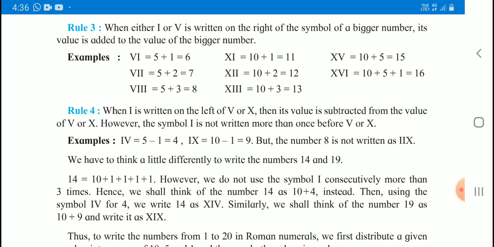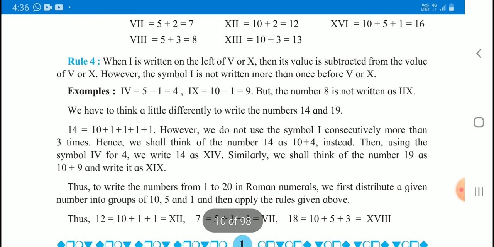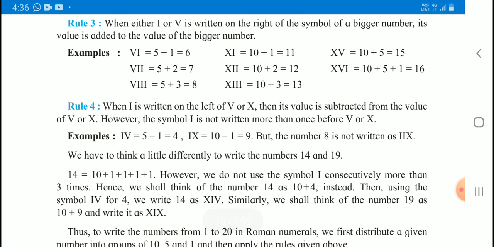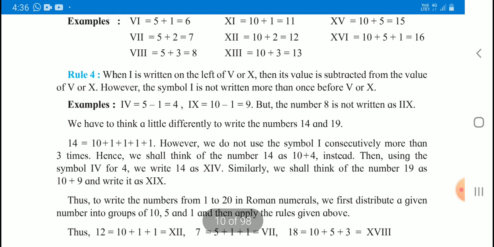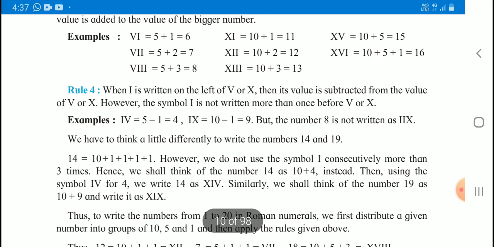Now 7 is equal to 5 plus 2 means V plus 2 times I. So VII. 8 means 5 plus 3. So V plus I plus I plus I means we can write 8 as VIII. Now next to that we'll see how to write 11, 12, 13. So 11 we are writing XI, 12 XII, 13 XIII, as well as we can write 15 as XV, 16 as XVI, 17 as XVII, and 18 as XVIII.